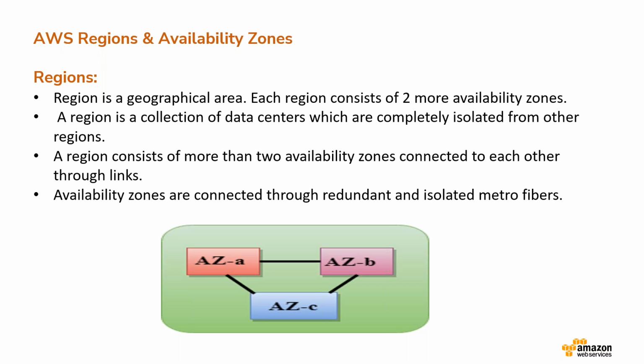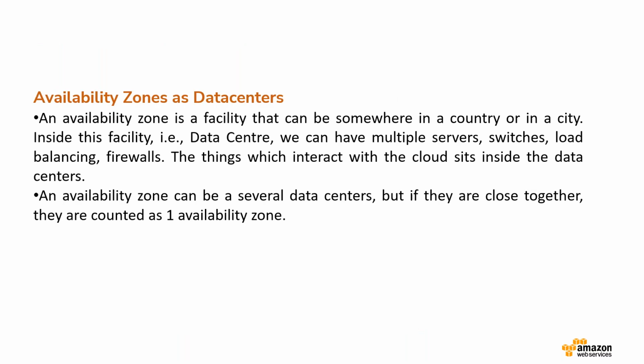What are availability zones? Let's try to understand that. An availability zone is a facility that can be somewhere in the country or in a city. Inside the facility is the data center. We can have multiple servers, switches, load balancers, firewalls, the things which interact with the cloud, sitting inside the data centers. An availability zone can be several data centers, but if they are close together, they are counted as one. Instead of calling it availability zone, we can call it AZ.